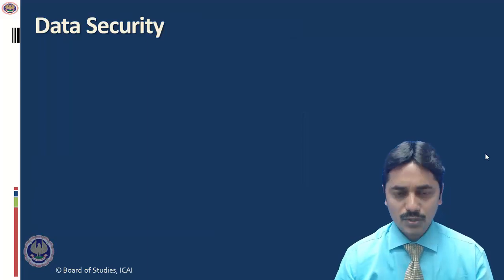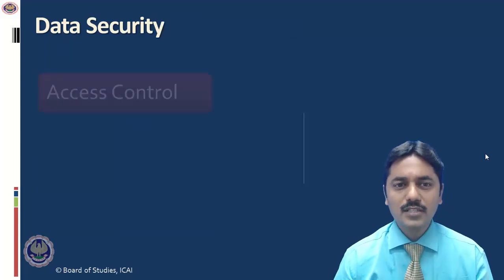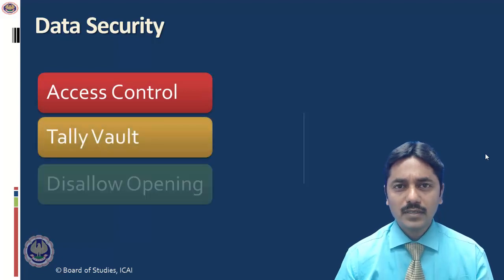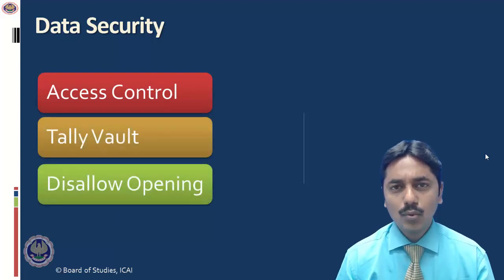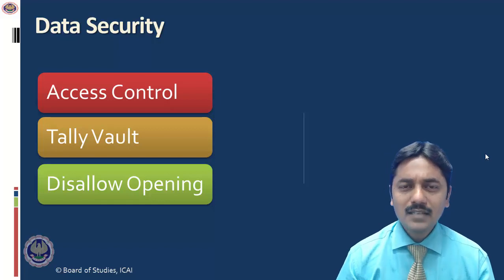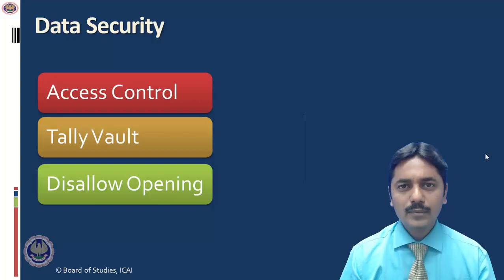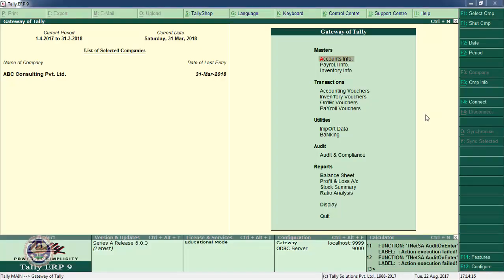Next section is data security. What we are going to discuss in data security: access control, Tally Vault, and disallow opening in educational mode. These are the three ways of using or protecting data in Tally. How we can protect the data? Tally provides its user a versatile, flexible, and a very powerful access control system. If we wish to protect our accounting data, we can protect it by two ways. One is by controlling physical access to the data, and second is controlling electronic access to the data.